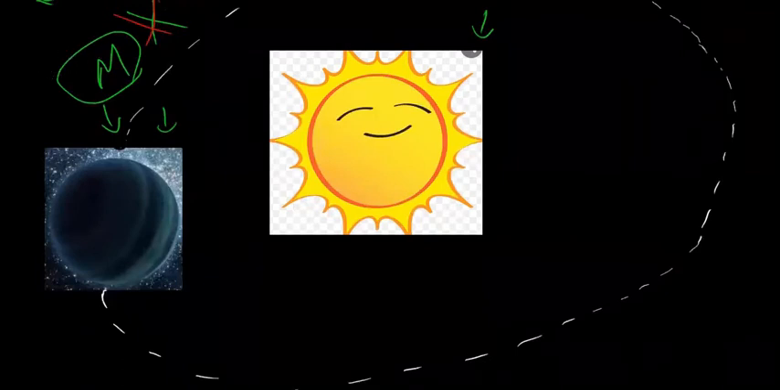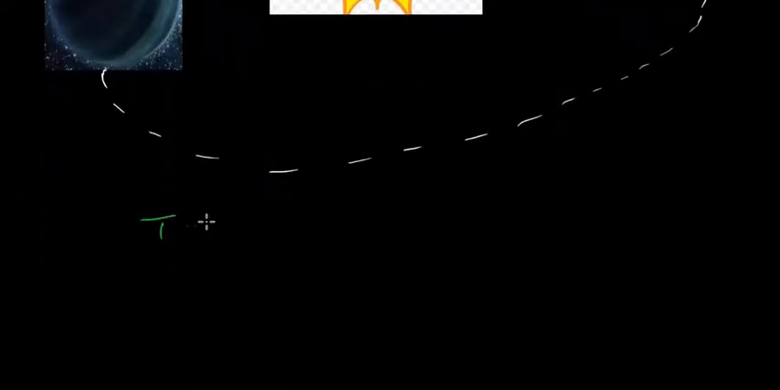Let me use the eraser and remove this. Now let me start. This is small m, and this will be considered as capital M. We know that the time period of revolution for circular motion is 2 pi r by v, where v is its velocity.